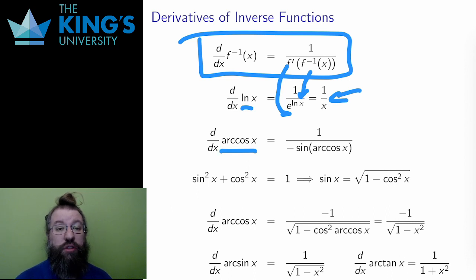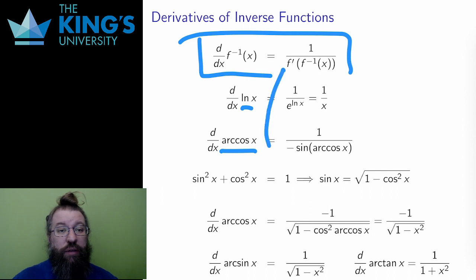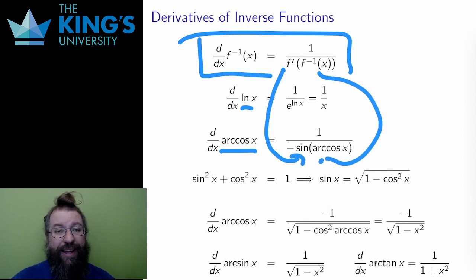I can also use this to differentiate the inverse trig functions. Let me show you inverse cosine. The original function here, f, is cosine. The derivative of cosine is negative sine. Then I compose with the inverse function here, arc cosine. This is, however, a bit difficult to work with.